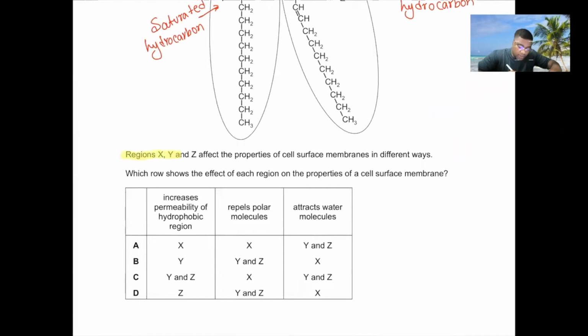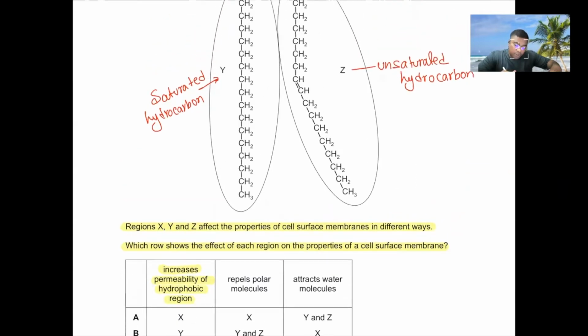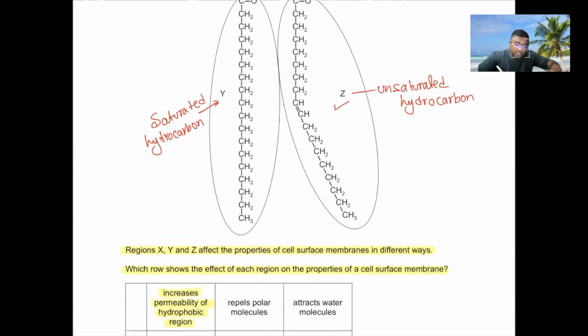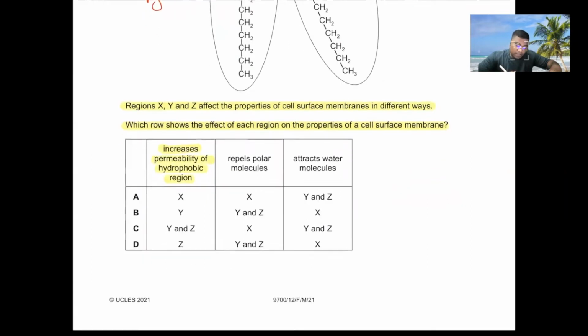The reason XYZ affects the properties of the cell surface membrane in different ways. Which row shows the effect of each region on the properties of a cell surface membrane? Increases permeability of the hydrophobic region. So in the hydrophobic region, the permeability can be increased by saturated hydrocarbon. All right, because it is twisted, it increases the amount of space it needs.